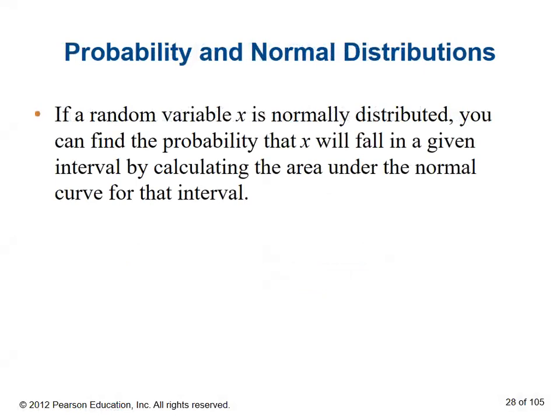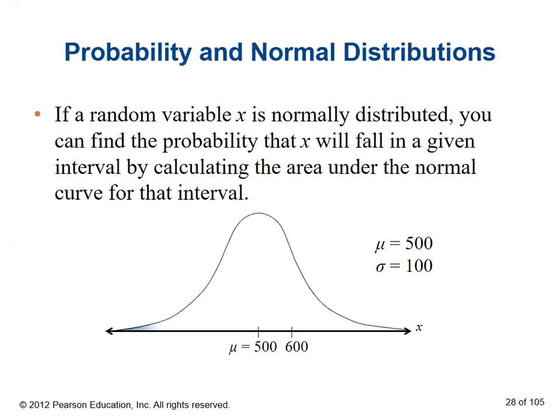The whole thing is 100%. So if we had an area of 0.8975, that would mean that 89.75% of the data is below that point. In other words, I'd have an 89.75% chance of selecting something to the left of that value, and that might be more useful for me. So that would let me find the probability that X would fall into that interval, okay?